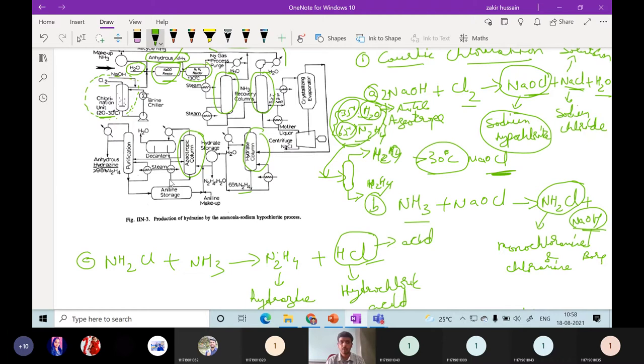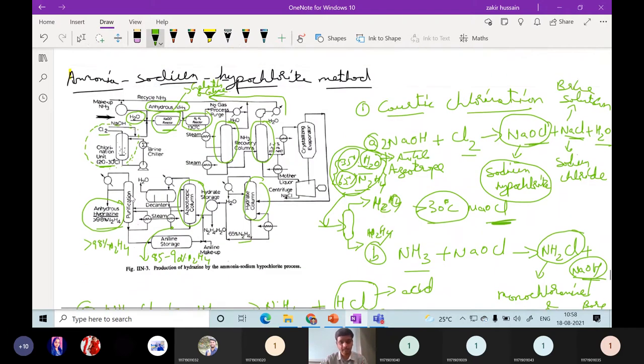Then the bottom product will be sent to the purification unit, nearly 98% N2H4. After purification, a nearly pure product will be formed. So after azeotropic distillation, the hydrazine will be around 85% to 90%. After passing through this purification column, the hydrazine will be greater than 98% pure.